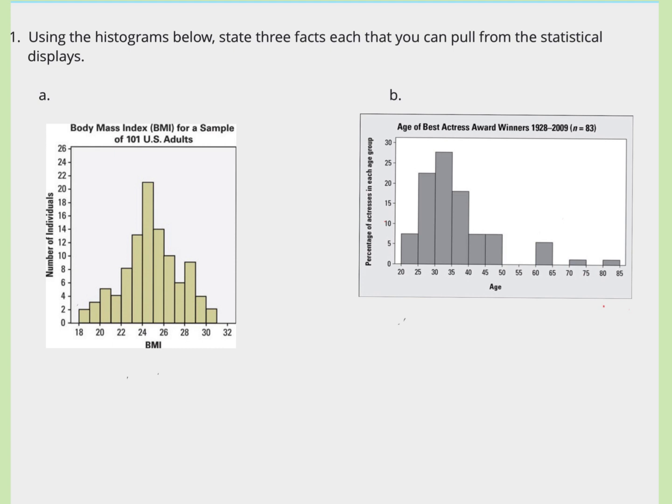Again, we don't know exactly what the values are, because it's the number inside that interval. From 18 to 19 we have some individuals, but they could be decimal values as well. We do see that we have a mode. The mode is going to be the tallest bar, so it looks like our mode is in the 24 to 25 BMI range.